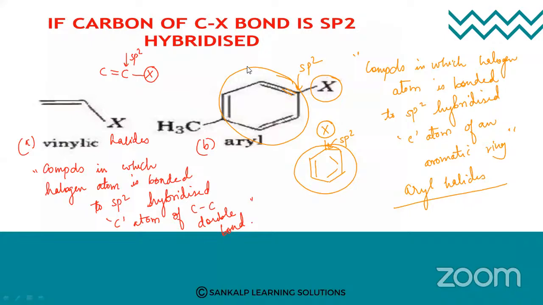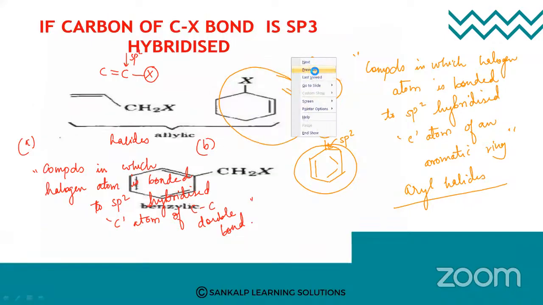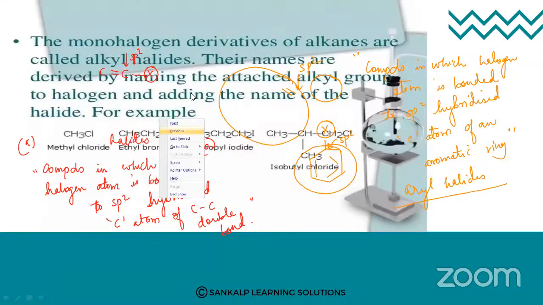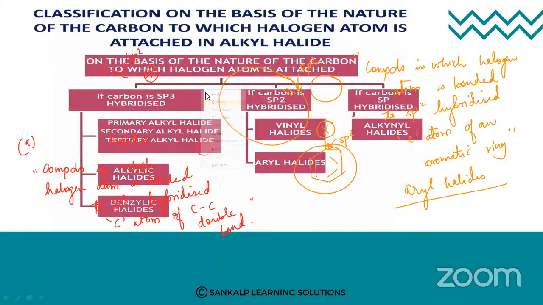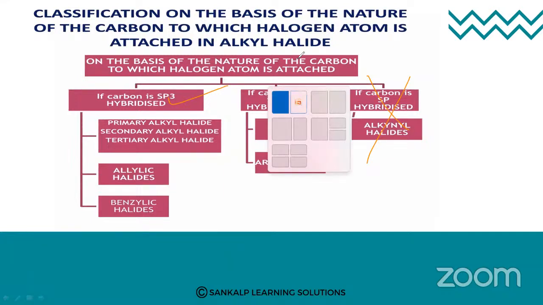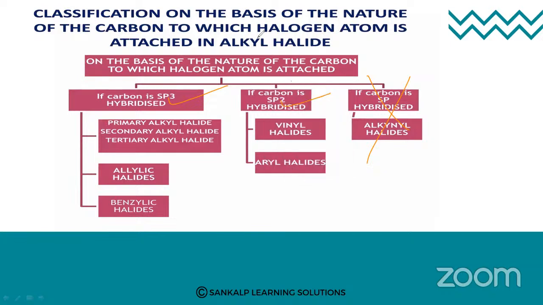Okay, fine. For your syllabus, you have only the classification based on the nature of carbon atoms, that is sp2 and sp3. Sp is not there for you, that is alkynyl halide, so we'll not discuss this and get confused. You have only sp3 and sp2, you don't have sp. And once again, tell me the benzylic definition. Benzylic halides.